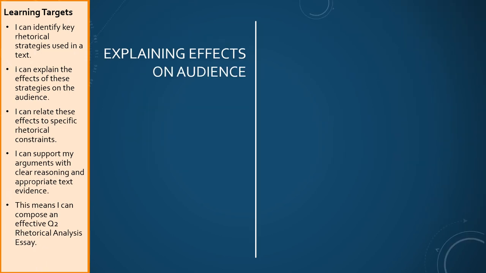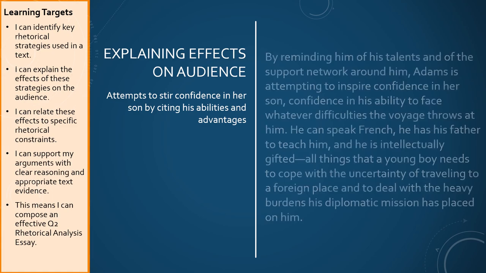All right, let's take a look at an example of how we might write about the pathos effects of a particular technique. Some of you noted in your analyses of the Abigail Adams letter that she attempts to stir confidence in her son by citing his various abilities and the advantages he's been given in life. So if we're going to write about this effect, we might say something like this.